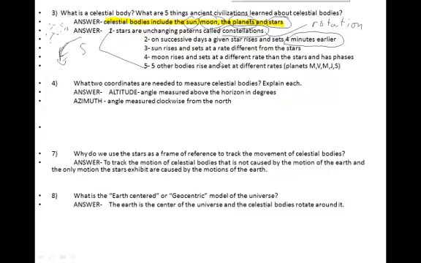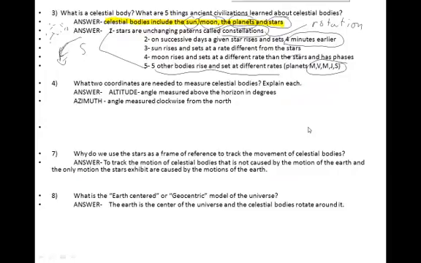The sun rises and sets at a different rate than the stars, and the moon rises and sets at a different rate. And the 5th thing, other bodies rise and set at different rates. And so the planets, basically, that we can see.